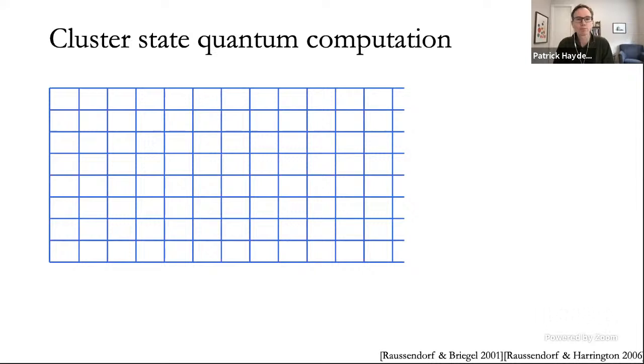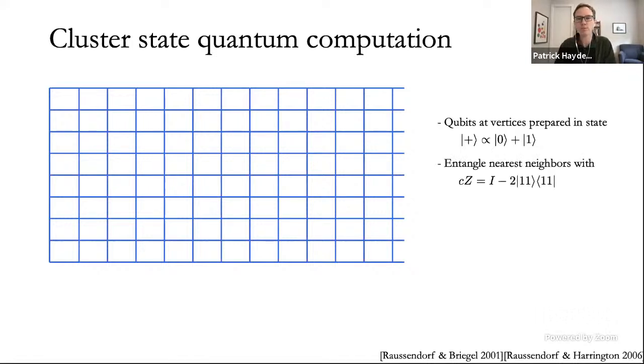So, cluster state quantum computation. Let's just think first about what a cluster state is. In a cluster state, there are qubits at the vertices of a graph. Here I have a graph, a square lattice, and I have a qubit at this vertex, at this vertex, at this vertex, and so on. And we prepare them in the plus state, the superposition of 0 and 1, the sigma x plus eigenstate.